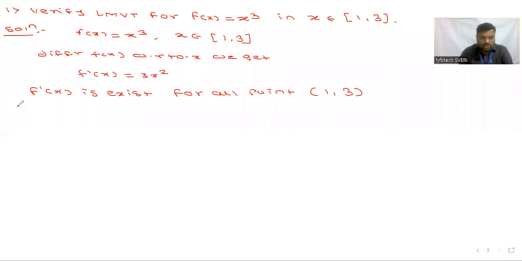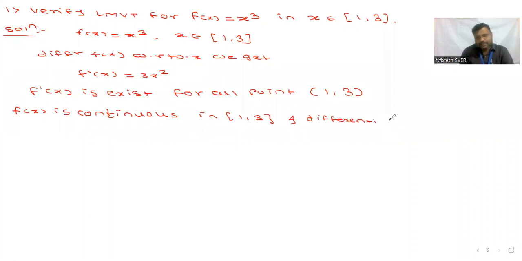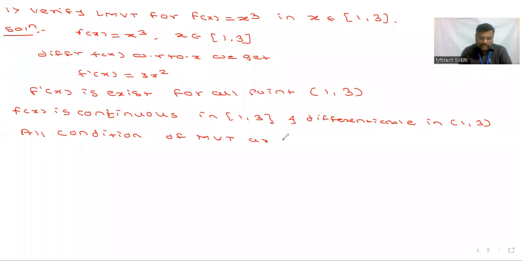So f of x is continuous in closed interval 1, 3 and differentiable in open interval 1, 3. So all conditions of LMVT, the mean value theorem, are satisfied. So we apply the mean value theorem.